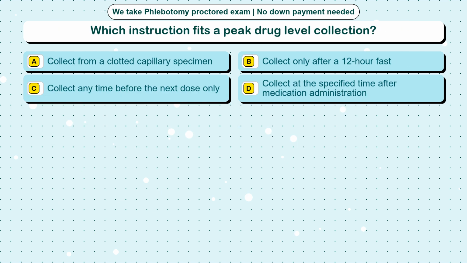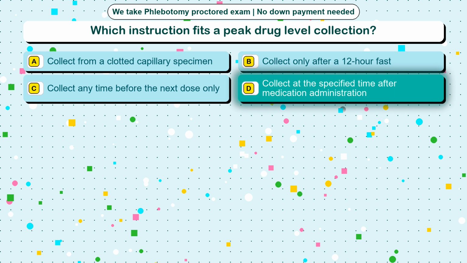Question 68. Which instruction fits a peak drug level collection? Option A, collect from a clotted capillary specimen. Option B, collect only after a 12-hour fast. Option C, collect any time before the next dose only. Option D, collect at the specified time after medication administration. The correct answer is option D, collect at the specified time after medication administration.